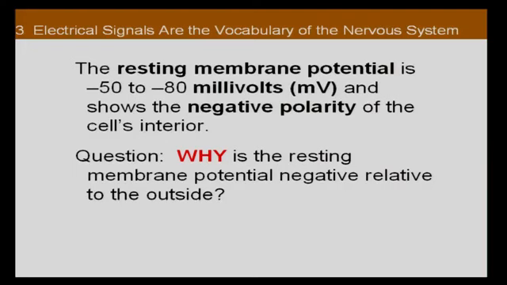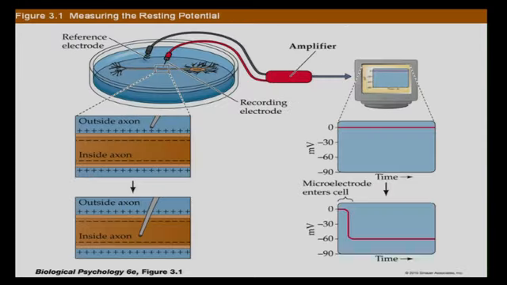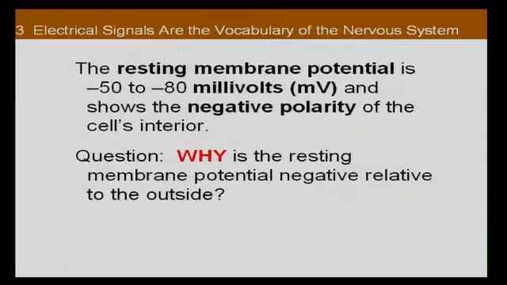That is, what is the charge of the neuron at rest inside? And the resting membrane potential of a neuron is between -50 to -80 millivolts in general. In our example here, it was -60, kind of the average. And it shows, as we said, a negative polarity of the cell's interior relative to the exterior space.